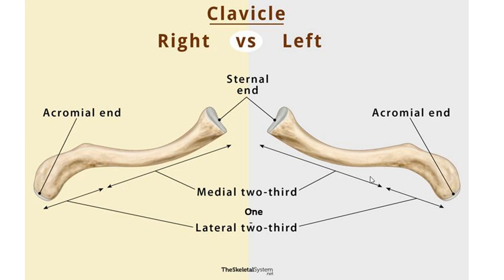So the medial 2/3 is like a rectangle, so there are 4 surfaces, while the lateral 1/3 is flattened like a pancake with 2 surfaces, superior and inferior surface. So that is how the right and left clavicle is shown here. These are the parts of the clavicle.